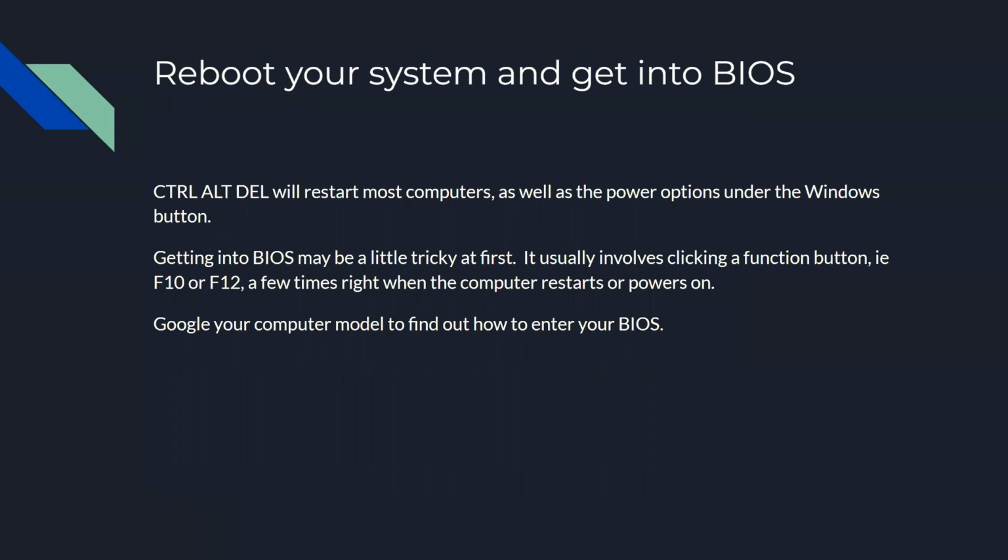Getting into BIOS may be a little tricky at first. It usually involves clicking a function button, i.e. F10 or F12, a few times, right when the computer restarts or powers on. Google your computer model to find out how to enter your BIOS.